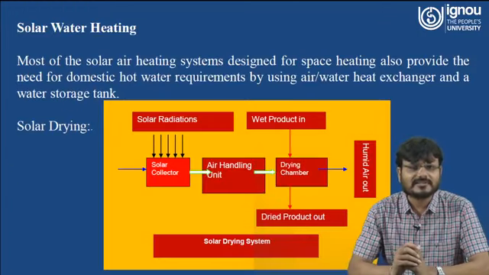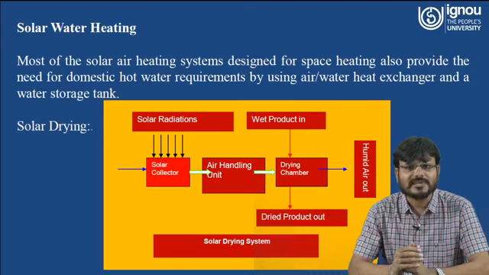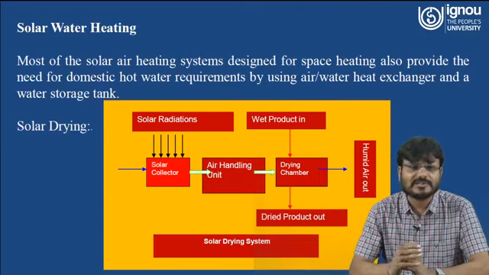Now another advantage, as I told you, is a solar water heating system. Most of the solar air heating systems designed for space heating also provide for the domestic hot water requirement by using an air or water heat exchanger and a water storage tank. The third is solar drying. As I told you, it can be used for crop drying.